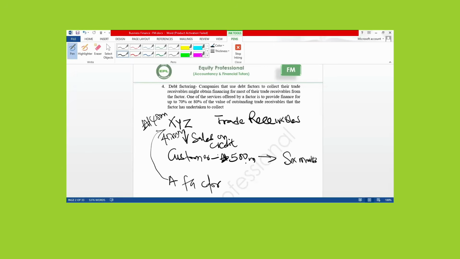Remember the topic. A company can utilize debt factoring as a means of sourcing finance. All right.